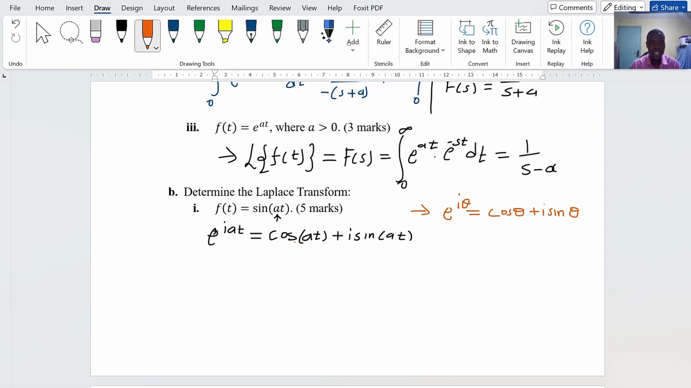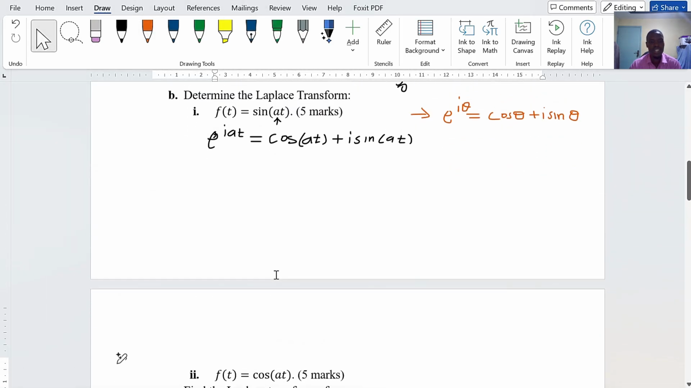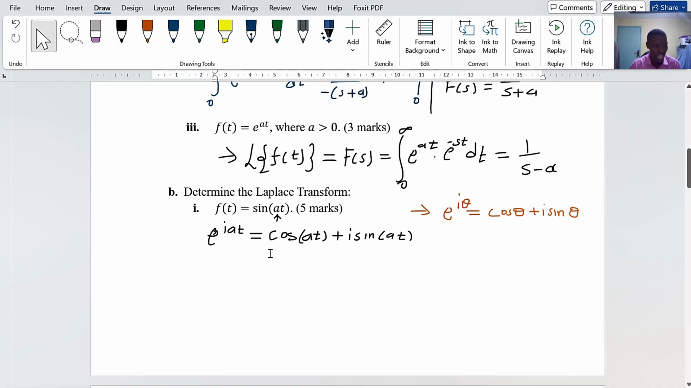So we want the Laplace transform of sin at. So we are not going to do cos at. But of course, we can do it, we have cos at in topic 2. So we are going to deal with sin at. So we have to go for sin at.